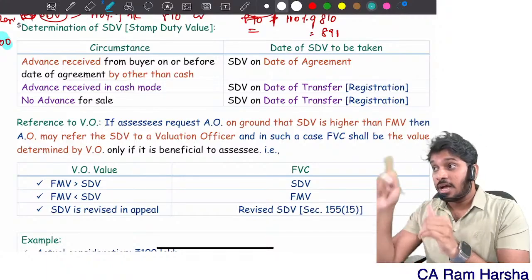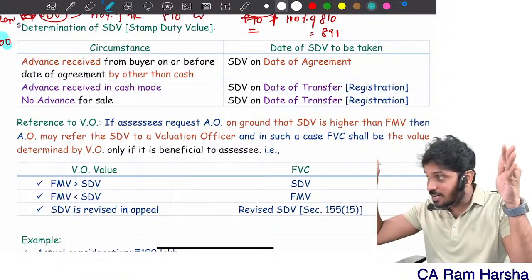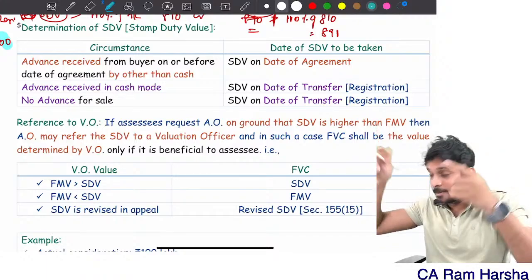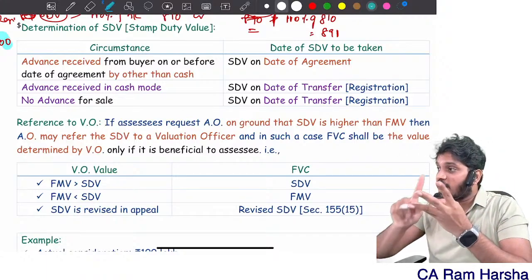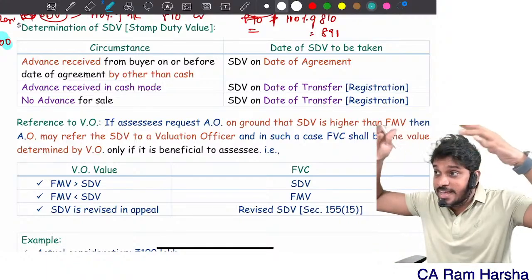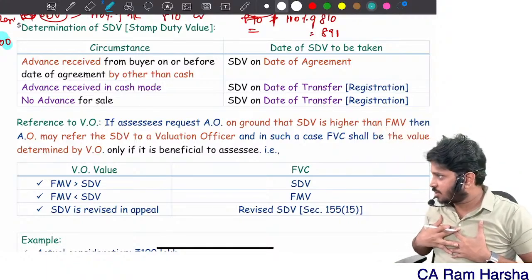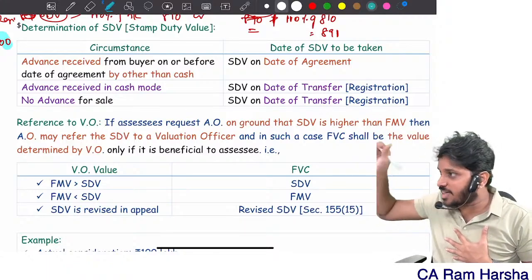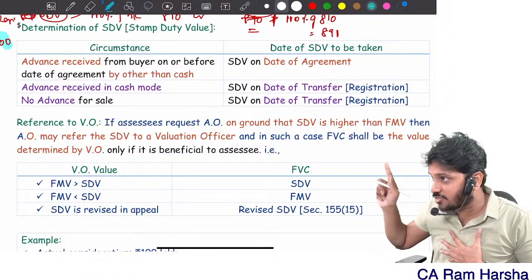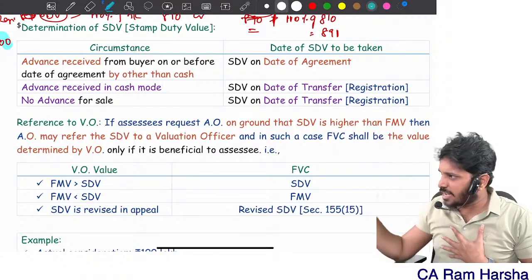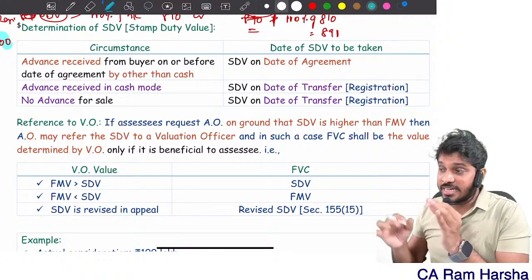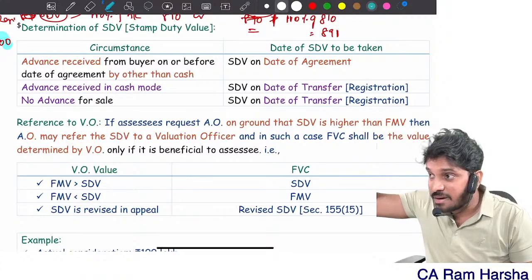Other than cash. In 40A(3), some modes are given. Remember 40A subsection 3, PGBP, more than 10,000 in cash. Modes like BHIM, UPI, credit card, debit card, cheque, account payee cheque, account payee draft. I received advance in 40A(3) mode, other than cash. Not bearer cheque, not crossed cheque, not bearer draft. All other electronic modes, banking modes, I received. When I received advance on the agreement date, then stamp duty value on agreement date shall be taken.